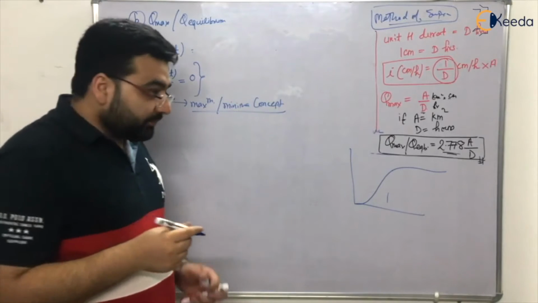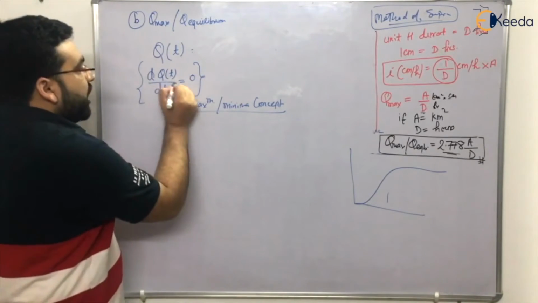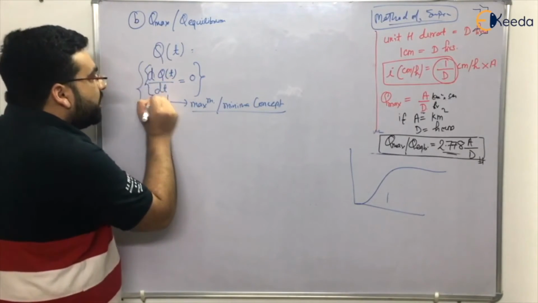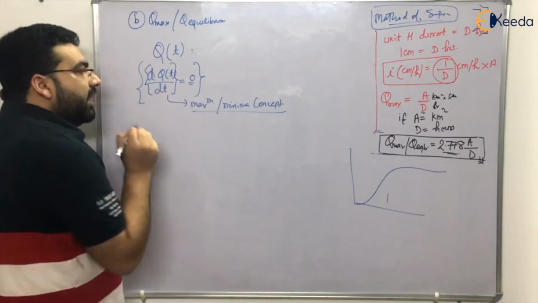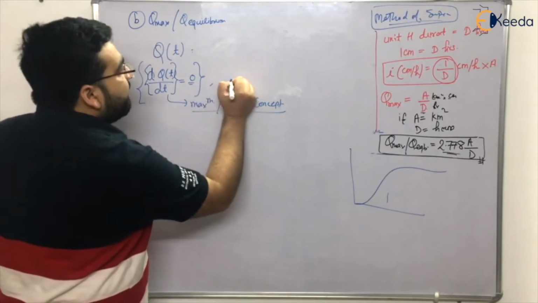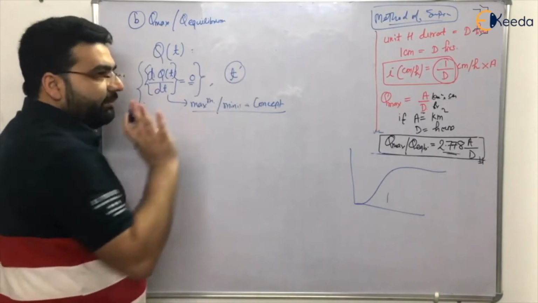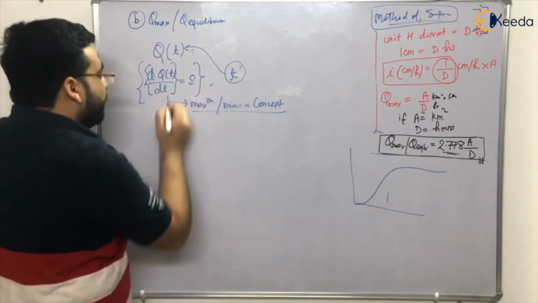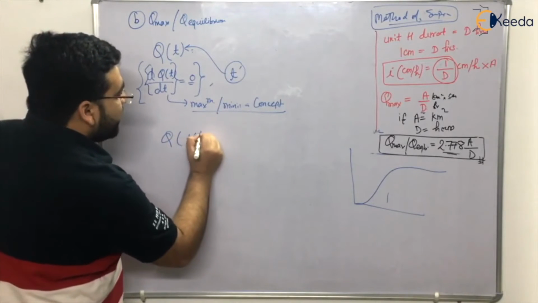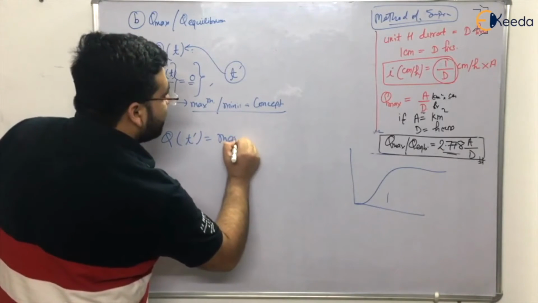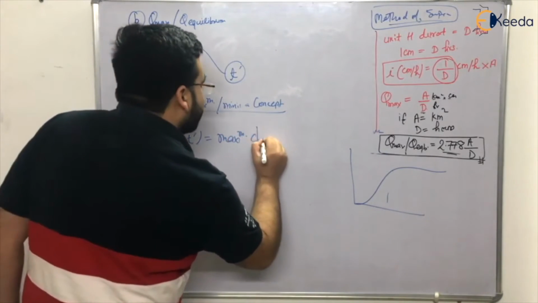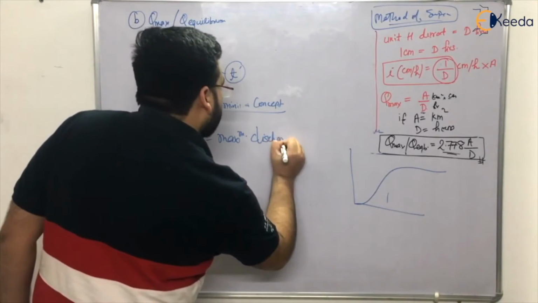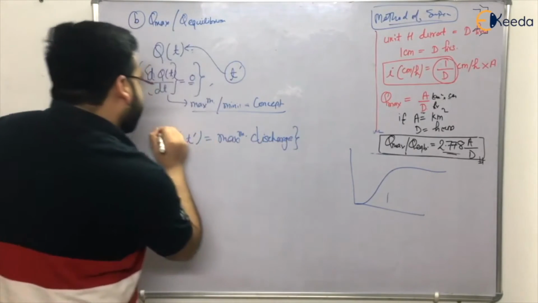Okay? Now the thing is that if you differentiate your discharge equation with time and you put it equal to 0, you will get a value of time, t dash. Now what we have to do is put the t dash in this equation. So Q at t dash, and we will be getting the maximum discharge. Clear? So I hope that you have understood.